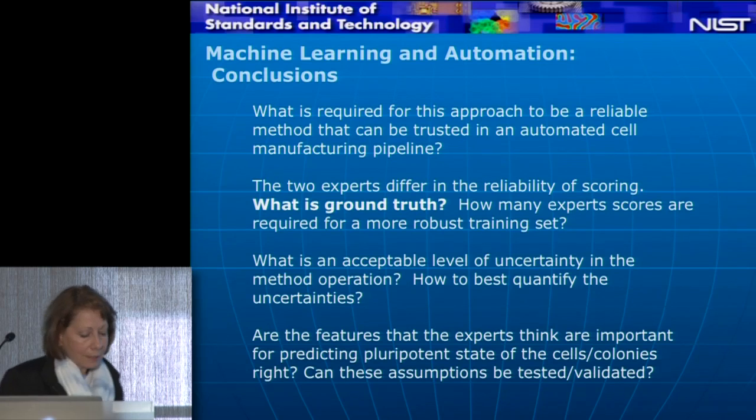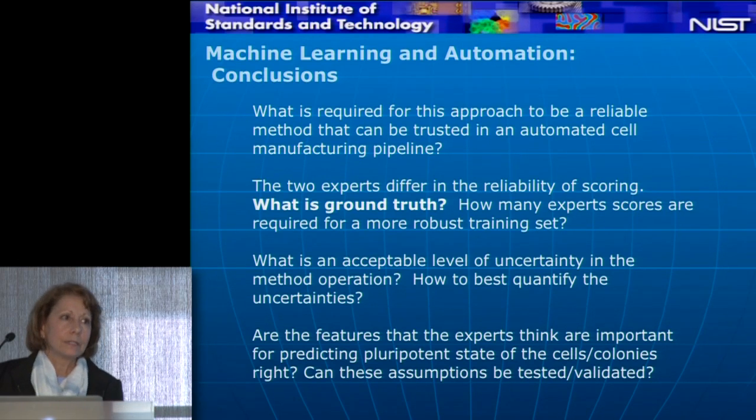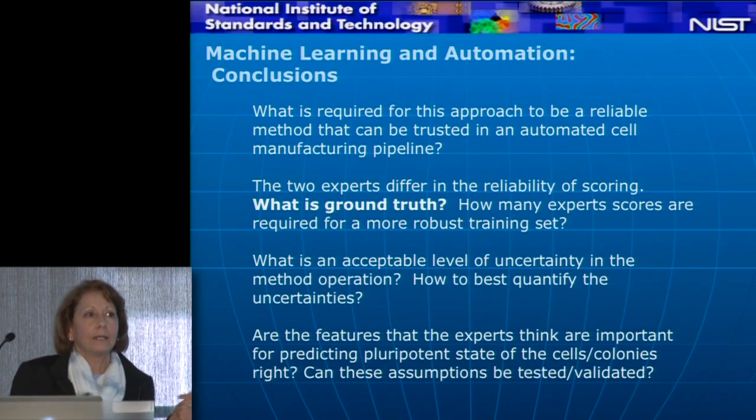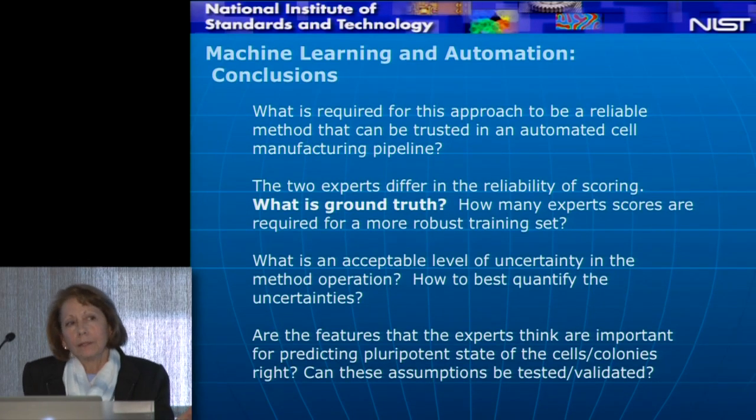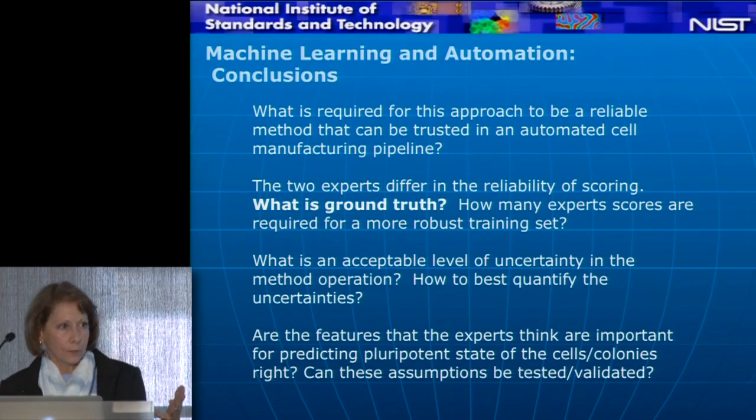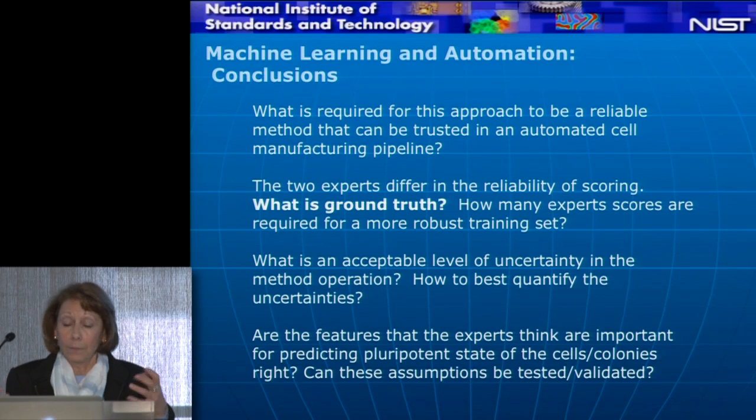It's really interesting about the two experts being so different because it leads us again to that conundrum of what is ground truth and how do we establish a set of ground truth that's actually going to be useful for creating automated algorithms such as we need. And one question that I think of is how many experts are required to develop a training set that is reliable. How many experts should look at the same images and score them in order to converge to a training set that's really robust?